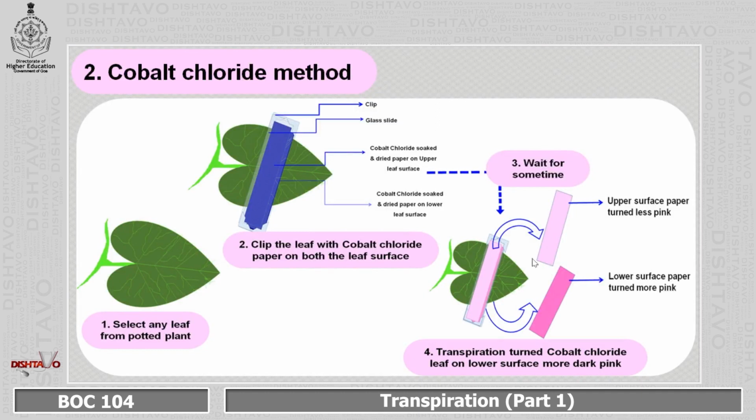We see that after some time, the filter paper which is placed on the above surface has turned pink, but it is in a lighter shade as compared to the filter paper which is placed on the lower surface of the leaf. This observation suggests that transpiration has taken place to a greater extent on the lower surface as compared to the above surface.